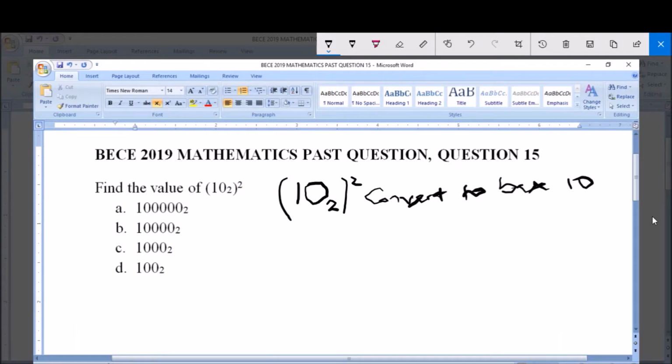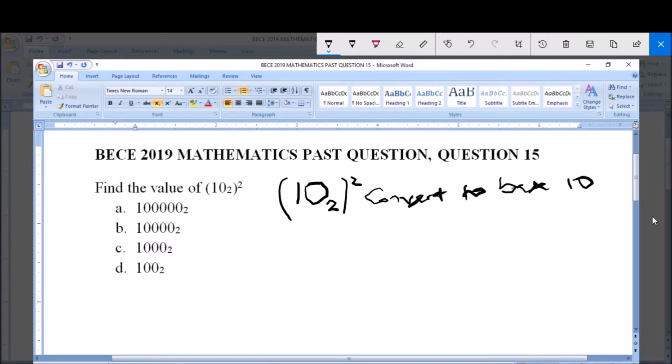Because 10 in base 2 multiplied by 10 in base 2 will be done simply when we convert this number to base 10. Then after converting this number to base 10, we carry out our power, that's raised to the power of 2, which is the number multiplied by itself. We then convert it back to base 2, having our answer. But first we have to convert this number in base 2 to base 10.